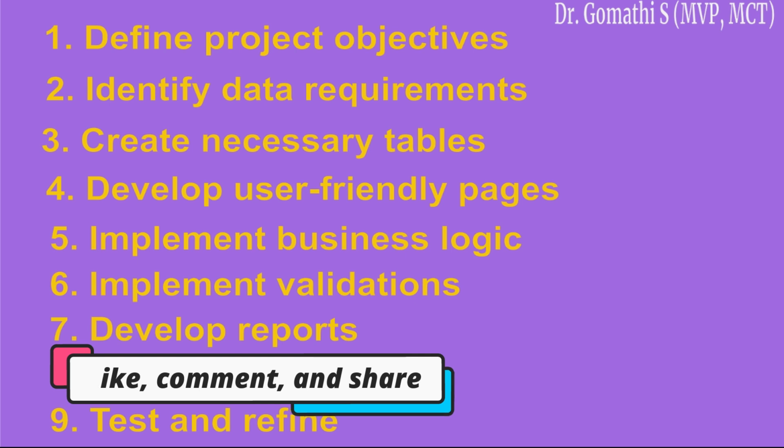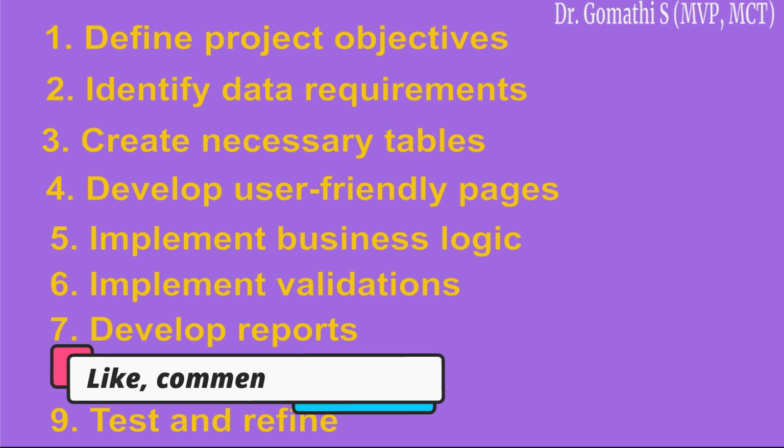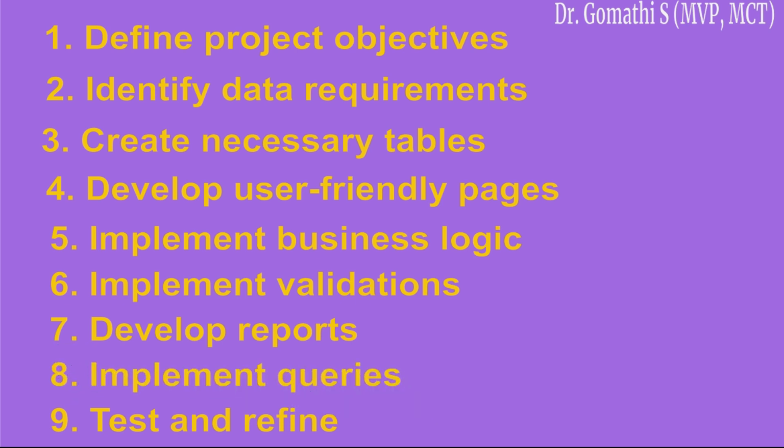So code units and procedures are like what we use in other programming languages to implement the necessary business logic to achieve the project objective. For example, you may need to implement automatic order routing, dynamic pricing calculation, or sales forecasting algorithms. We can use it. And the sixth one is implement validations.